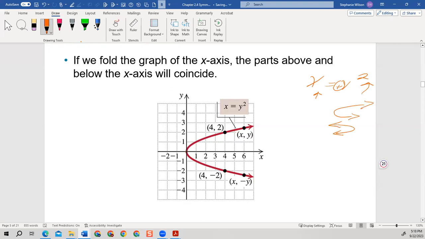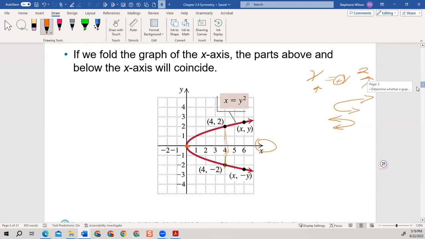The origin here is going to be what we call the vertex. I called it the center of the parabola, but it's the actual vertex of the parabola, the belly of the parabola. And if you notice, my x is 4 right here, and it's 4 right here. So this parabola is symmetric with respect to the x-axis. So it's symmetric about the x-axis.